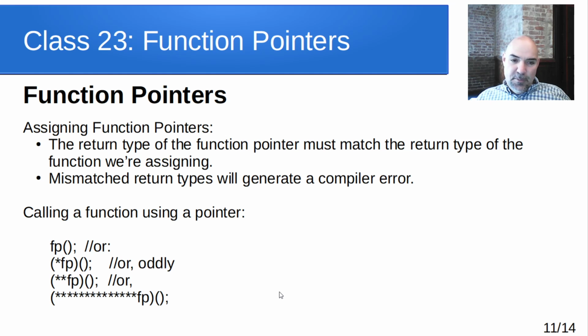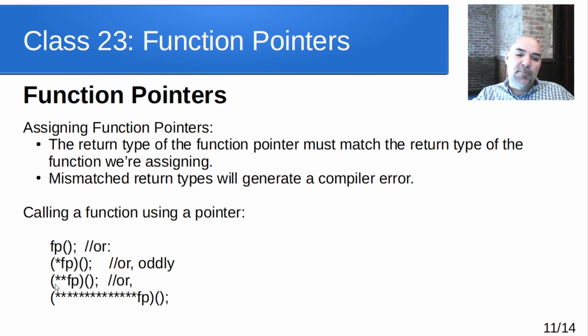Okay, so assigning function pointers: the return type of the function pointer has to match the return type of the function we're assigning. Mismatched return types are going to generate a compiler error. In other words, if you have a function that returns a float and you try to stick the address of that into a function pointer that says it's for a structure return type, then it's not going to work. It's going to give you an error. And then calling that using the function pointer, we already talked about this, but I'm going to mention it again: you can do this, the name of the function pointer with parentheses after it, or you can do this, which is preferred.